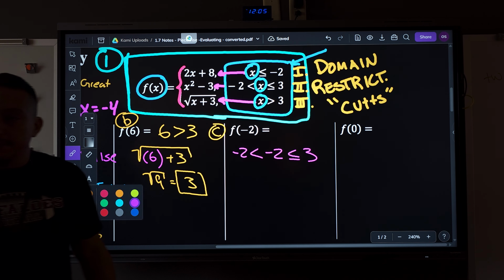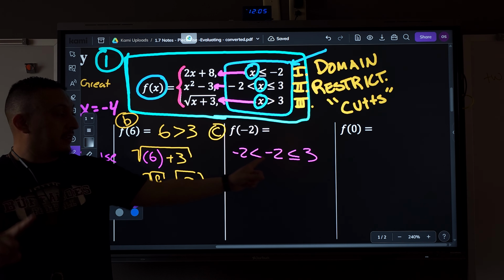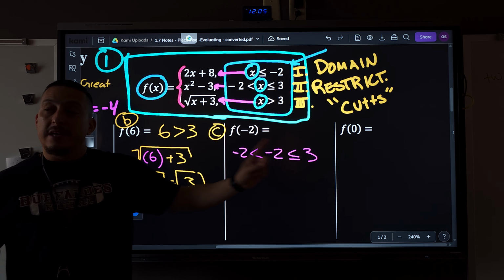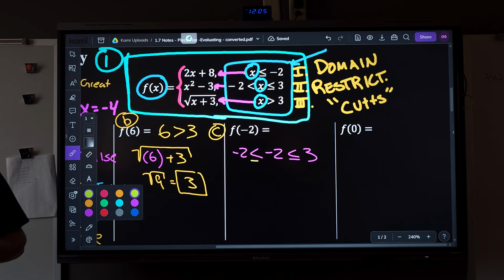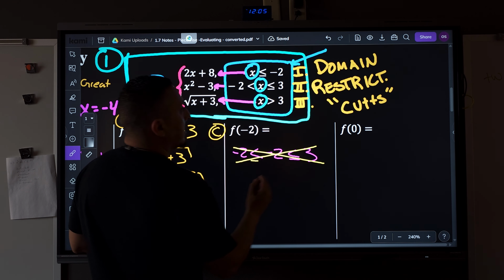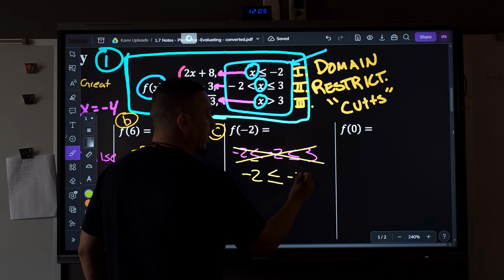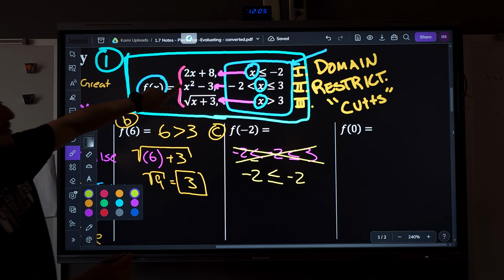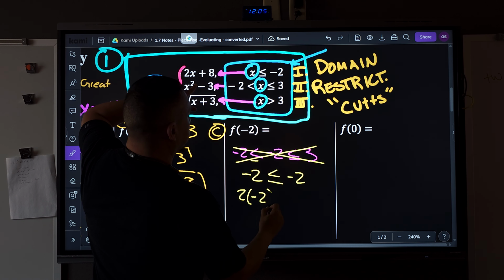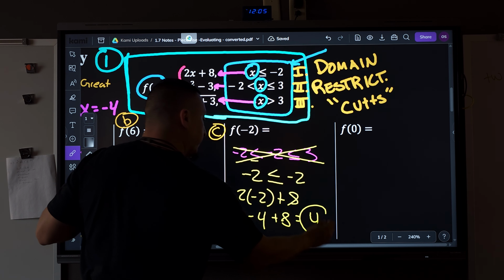Okay. Number 2 would say that negative 2 is in between negative 2 and 3. That would be true if this was equal, but it's not equal. Okay, so it's not in between those two numbers, so that's just false. But like Jahari said, it is true. Negative 2 is less than or equal to negative 2. Negative 2 is equal to negative 2. So that's what's true. So we just plug it into this one. So it'd be 2 times negative 2 plus 8, which is negative 4 plus 8, which is 4.